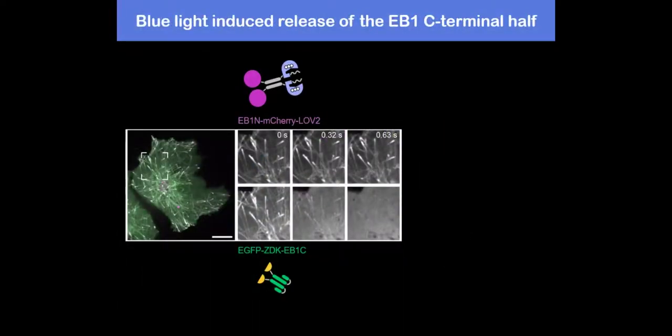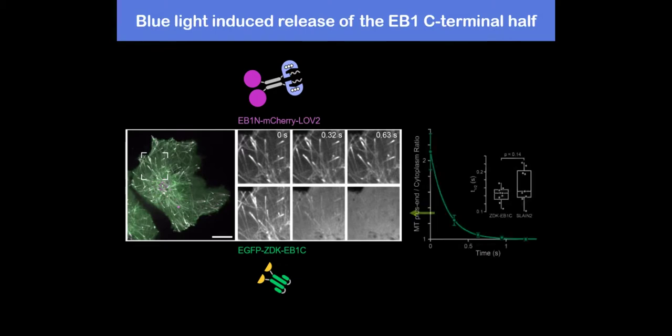Indeed, in an experiment in which we transiently expressed both halves of PI-EB1 tagged with different fluorescent proteins, blue light had no immediate effect on the N-terminal domain that directly binds to growing microtubule ends. In contrast, the C-terminal half very quickly dissociated from growing microtubule ends with a half-life of less than 200 milliseconds.